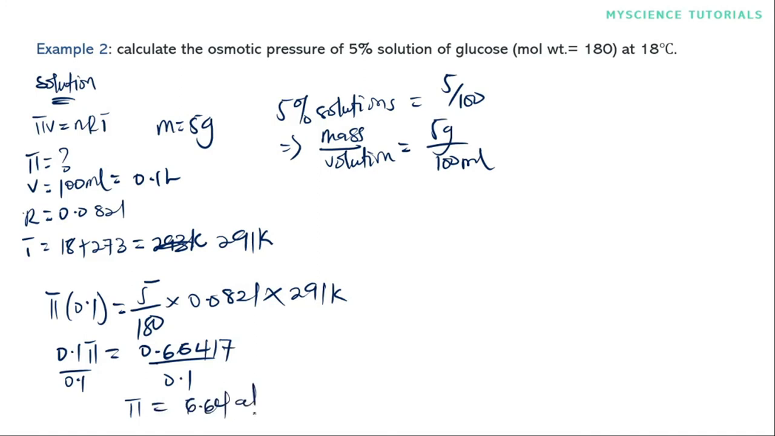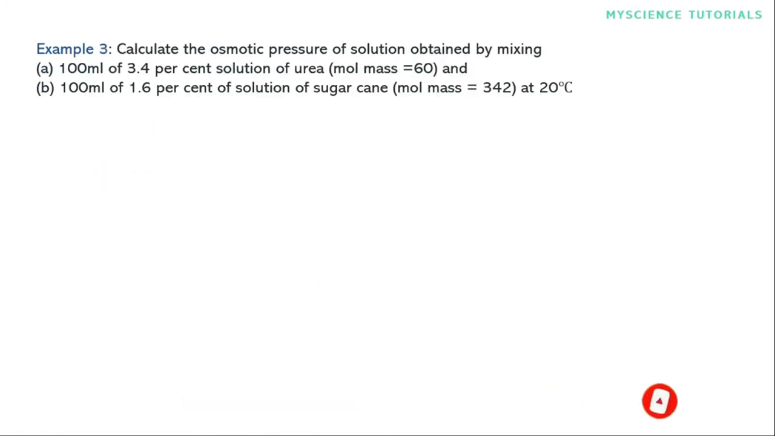6.64 atm or atmosphere. So that is the value of our osmotic pressure. Right, let's have a look at one final example. So we have to calculate the osmotic pressure of a solution obtained by mixing. So we are mixing two solutions together.